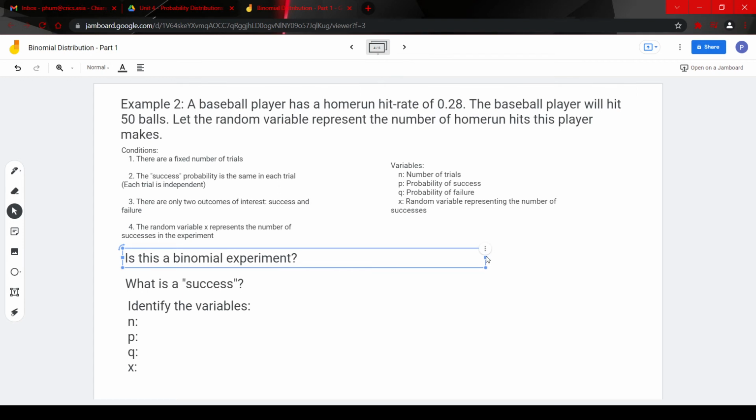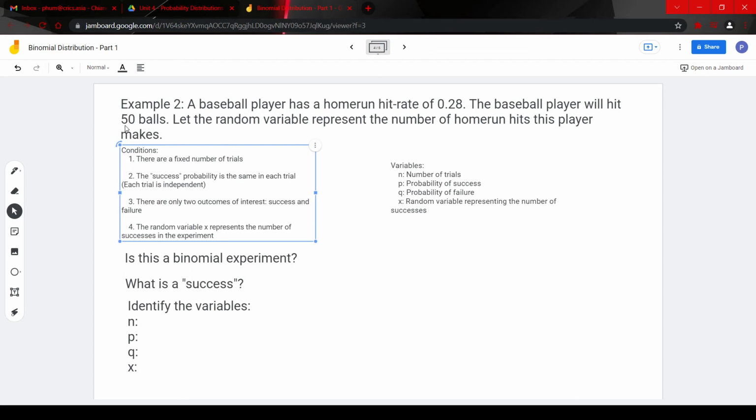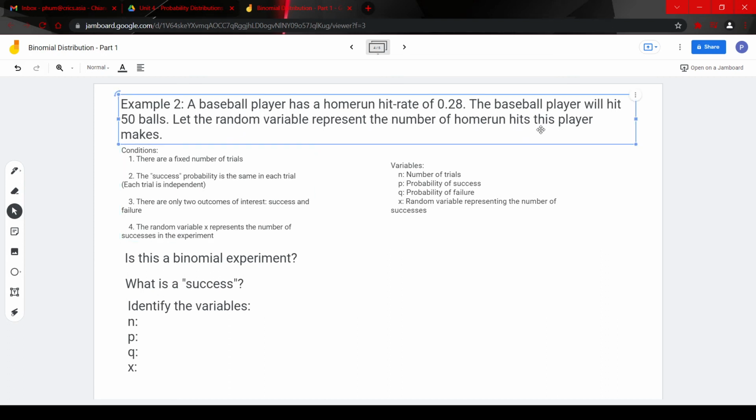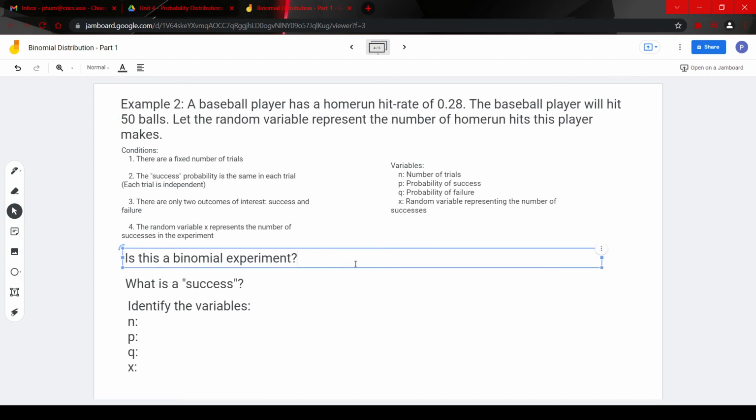Binomial experiment. Again, we have to look at the 4 conditions. Fixed number of trials, 50 balls. That is correct. Each trial is independent. Yes, whenever you hit the ball, it doesn't affect the next time. So these are independent. There are only 2 outcomes, success and failure. In this case, yes, he either hits a home run or he doesn't. And the random variable x, correct, it's the number of home run hits this player makes. So in this case, it is indeed a binomial experiment.